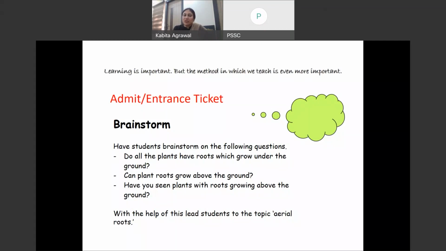So here, when you make the children think, make them understand, and you get some answers, they are more interested to be connected with the topic and they are more ready to be admitted in the class on the topic which you are going to discuss. With this help, this will lead the children to discuss the topic of aerial roots.